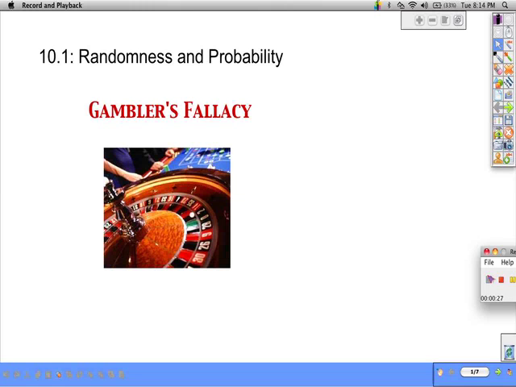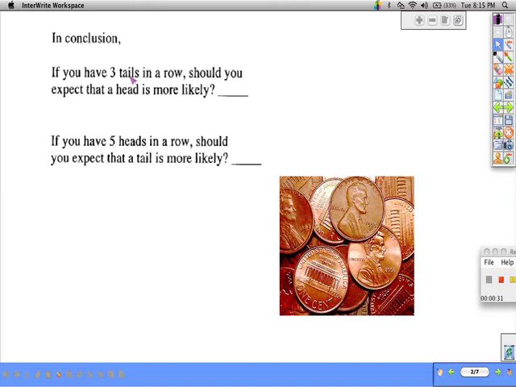When you flip a coin, if you hit 3 tails in a row, should you expect that a head is more likely on the next one? No. Even though you got 3 tails in a row, and you're expecting that half of them will be tails and half will be heads, that fourth flip, the probability of getting heads is still 1/2.